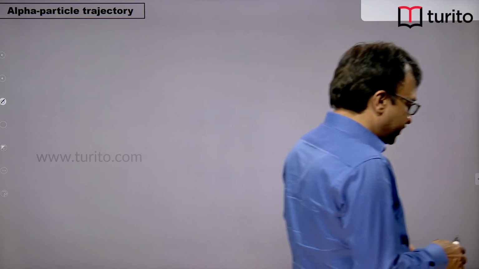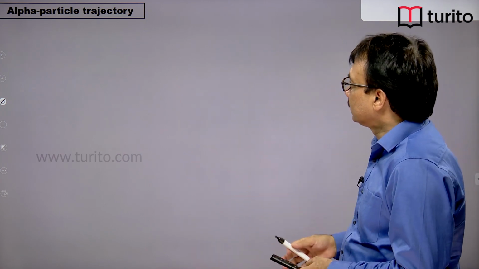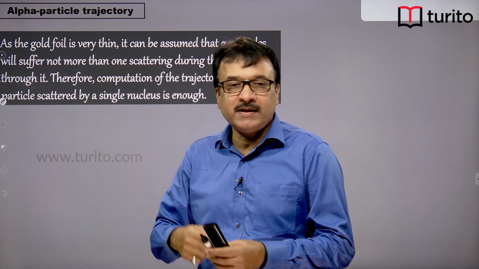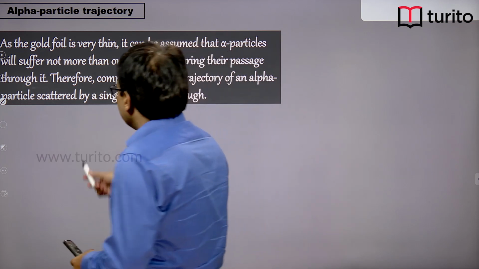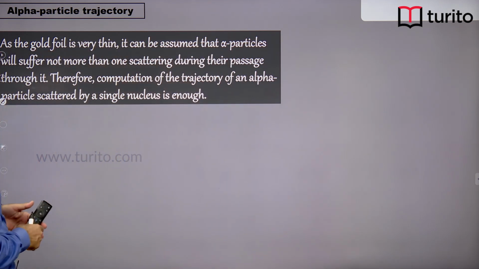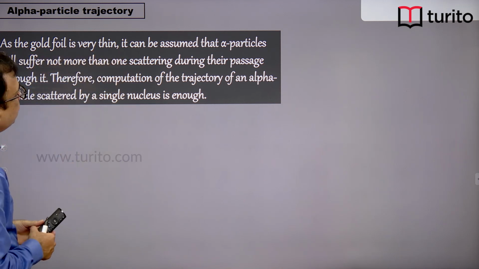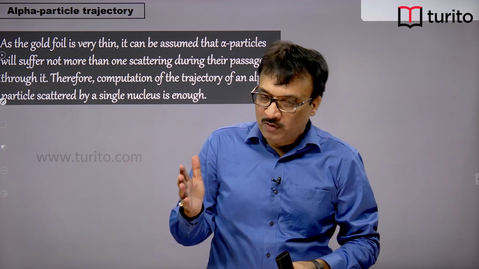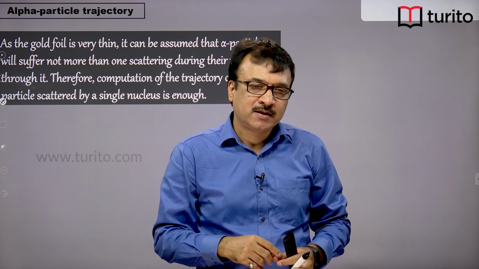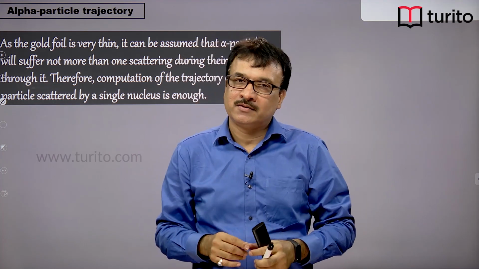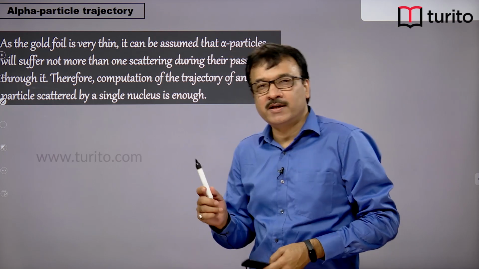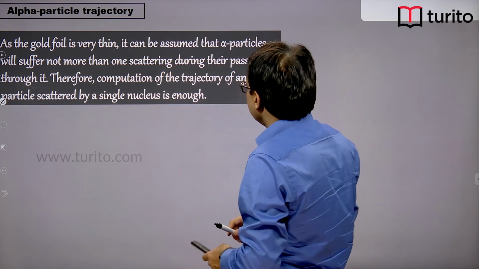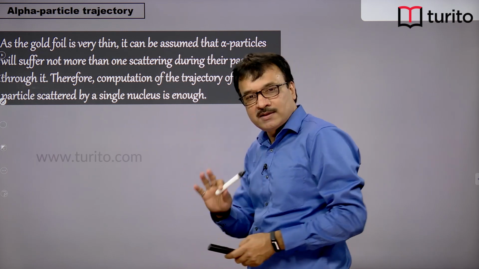Now, consider the alpha particle trajectory, and I will show you a diagram where the alpha particle follows a trajectory. But remember, while tracing the alpha particle trajectory, we consider these important points or assumptions. As the gold foil is very thin, it can be assumed that alpha particles will suffer not more than one scattering during their passage. Gold foil, after hammering, was made so thin that an alpha particle will strike only one atom of the gold. So, there is only one collision we will consider while making its trajectory. Therefore, computation of the trajectory of an alpha particle scattered by a single nucleus is enough.